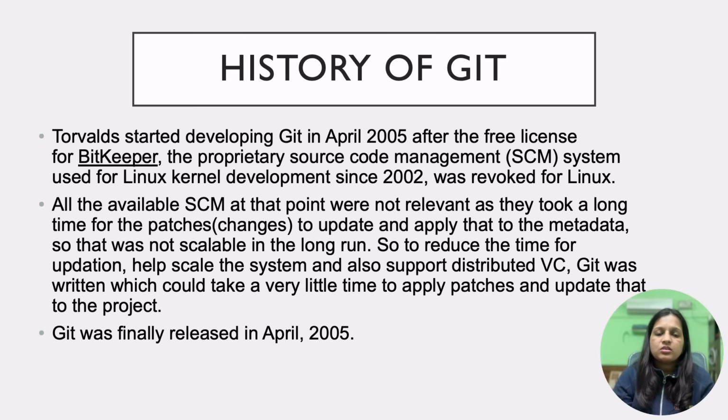Git was created after the Bitkeeper license was revoked, to reduce the time for updates, help to scale the system, and also support distributed version control. That is, you do not need to always access the server. You can also work if you cannot access the server, because you have the complete copy of the repository on your system. Git was written so that it takes very little time to apply patches, that is the changes, and update them to the project. So finally, Git was released in April 2005. Since then, Git is one of the major version control systems being used.